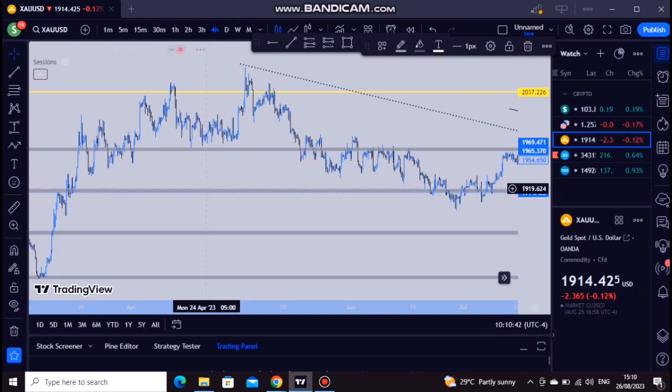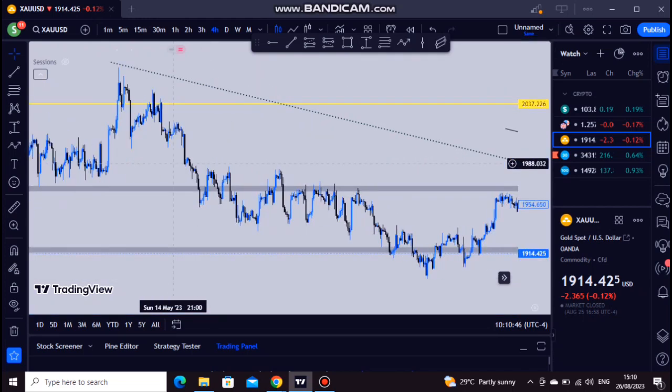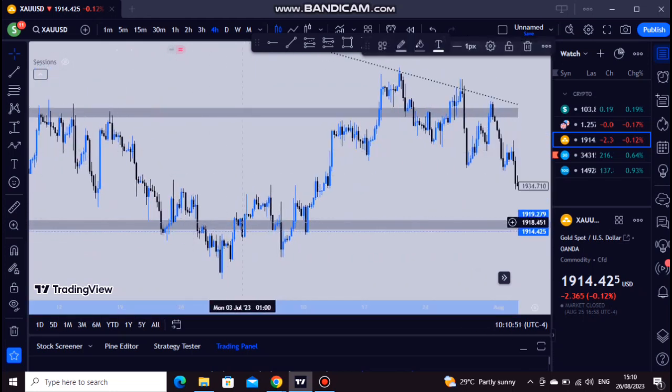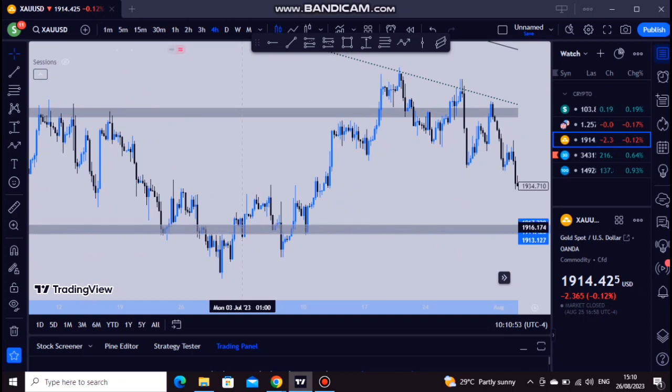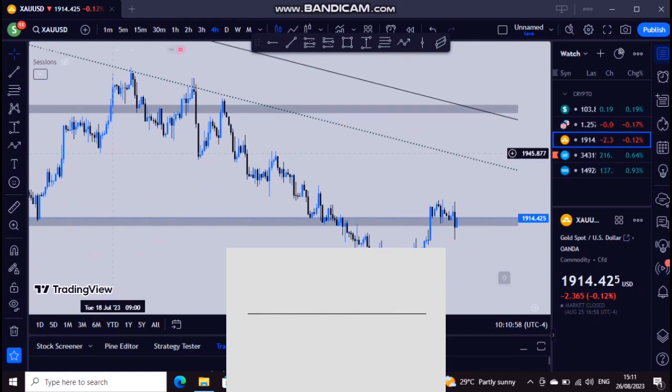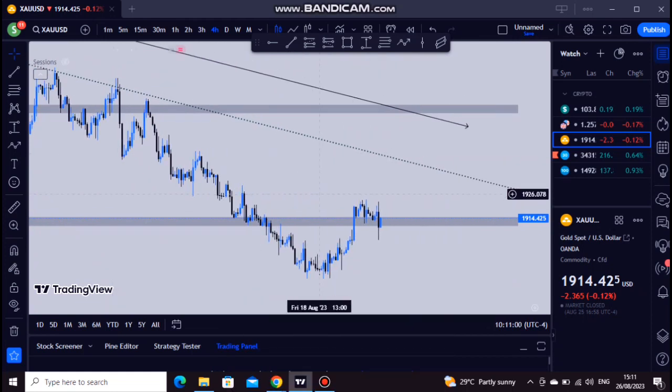Trying to refine these areas, but it's too wide. Trust me, it's too wide for me. I don't use wide support areas like this on gold. And look at what gold is currently doing now. Are we in an uptrend? Yes, we are in an uptrend on the 4 hour time frame.